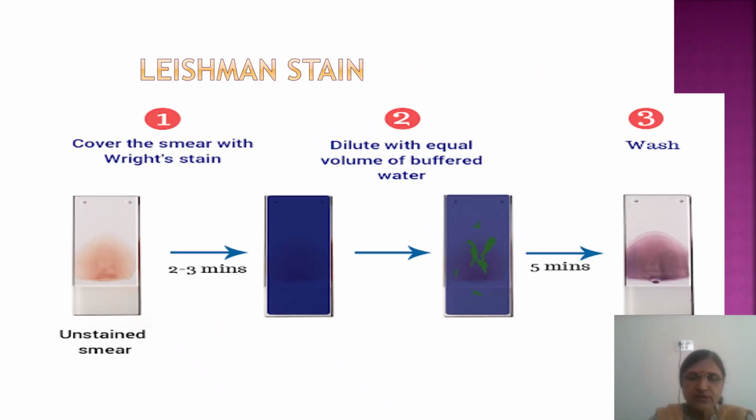In Leishman stain, you have to flood the smear with Leishman stain. You don't have to fix the smear because the methanol is already present in Leishman. Then buffer is added and then wait for 5 minutes. Then wash with water and then dry, and see under the oil immersion lens after putting oil.